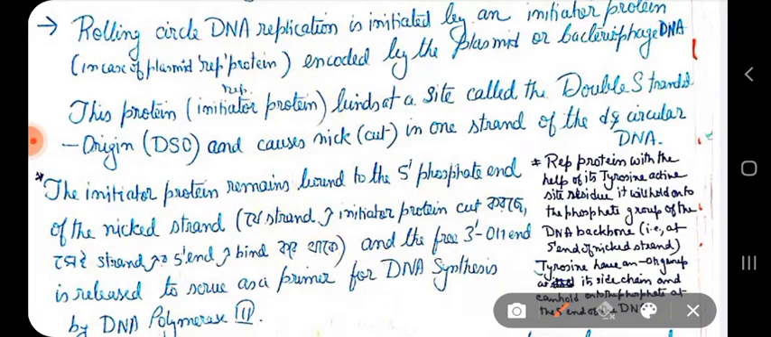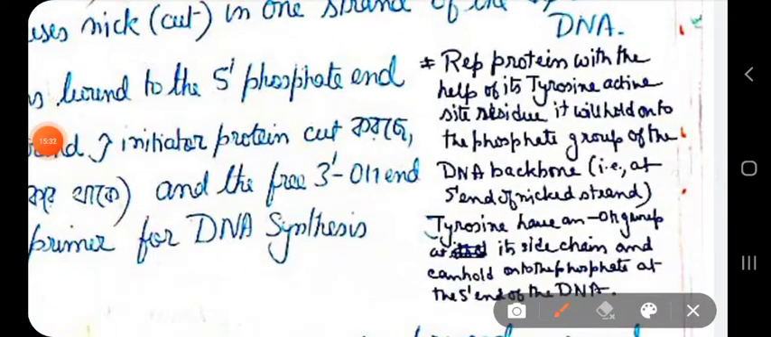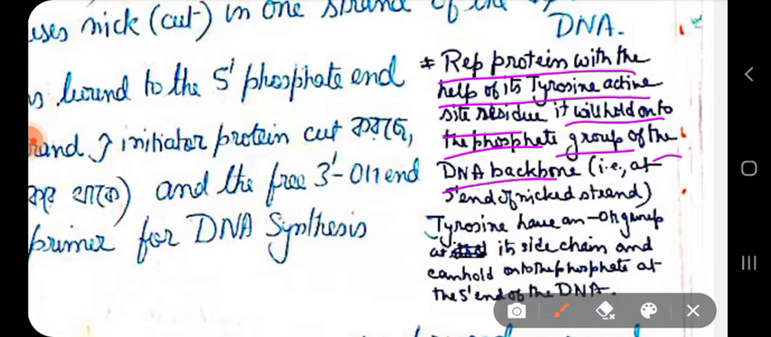This REP protein, as it is written here, works with the help of its tyrosine active site residue. It is a protein, made up of amino acids. So within its active site there is a tyrosine amino acid residue. With the help of its tyrosine residue, it holds on to the phosphate group of the DNA backbone at the 5' end of the nicked strand. Tyrosine has an OH group at its side chain and can hold on to the phosphate at the 5' end of the DNA.